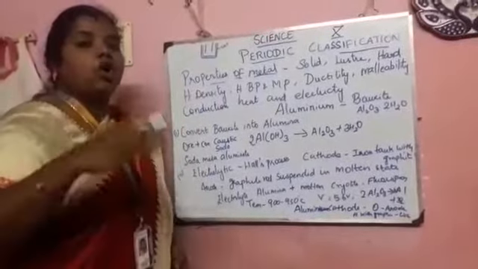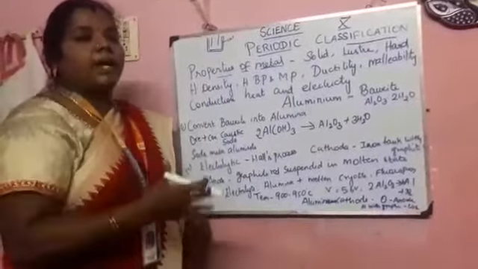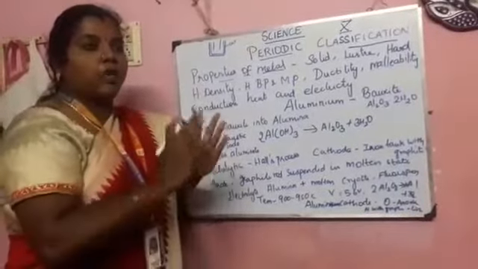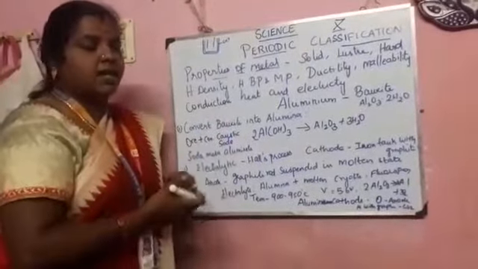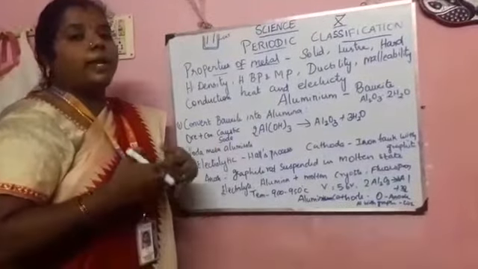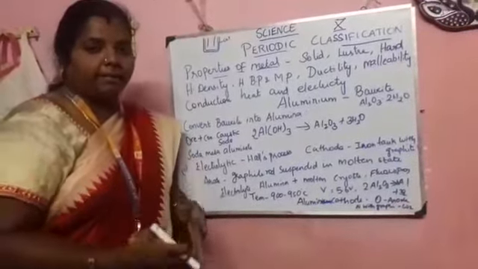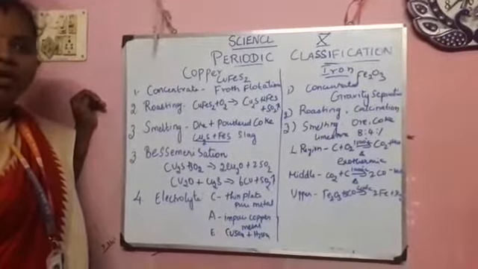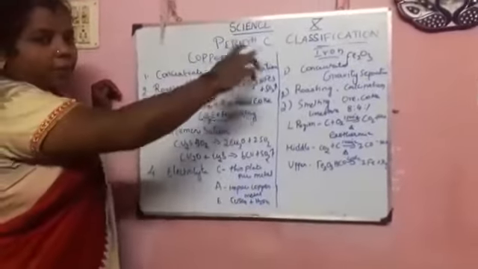Graphite is an allotrope of carbon, so it is carbon only. Allotropes means different in physical properties. Carbon which is treated with oxygen forms carbon dioxide. After the extraction of aluminium, we will see the extraction of copper and iron.